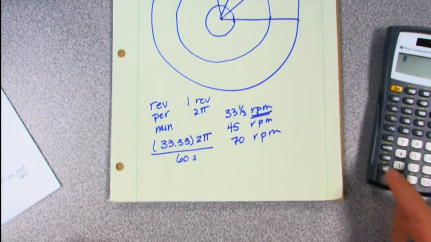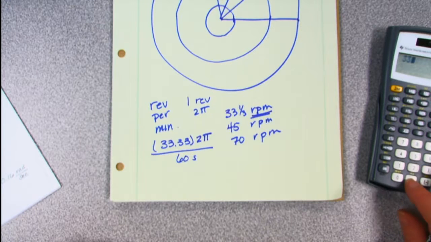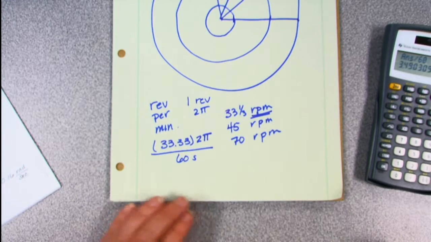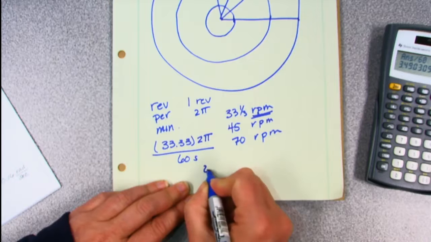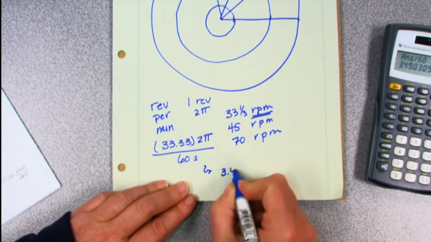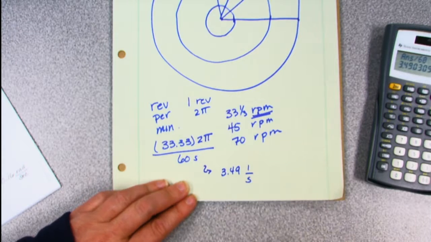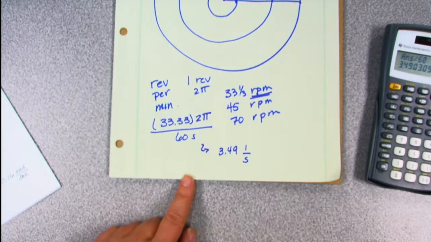So if I actually do the 33 1/3, that's moving with an angular speed of 3.49 radians per second, or 1/seconds.